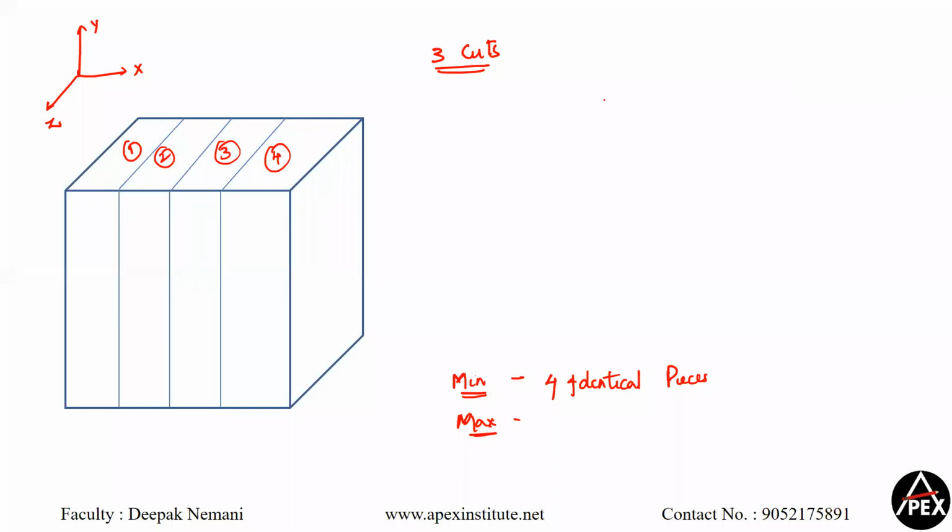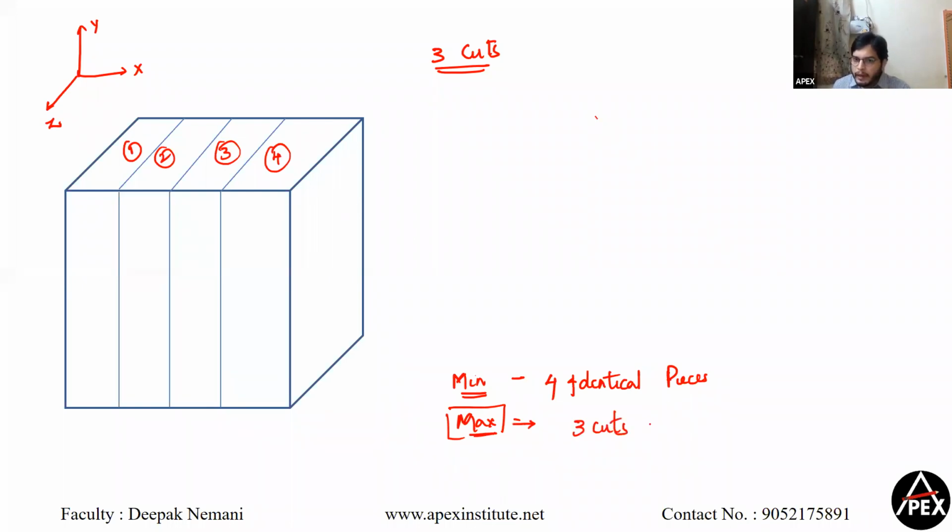8. Okay, so how will you get 8? What do we have to do to get the maximum number of pieces? We have discussed this. Yeah, you have to distribute these three cuts in different directions. How many directions do we have? We have 3 directions. So distribute these 3 cuts in 3 directions. 1 in X direction, 1 in Y direction, 1 in Z direction.